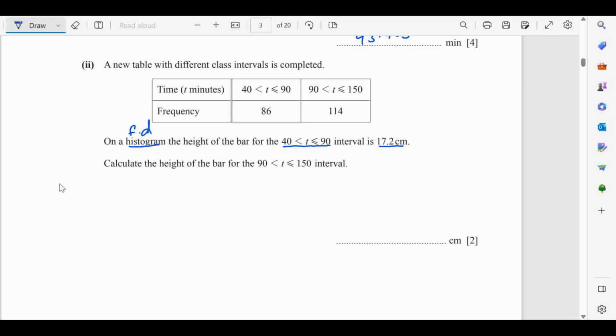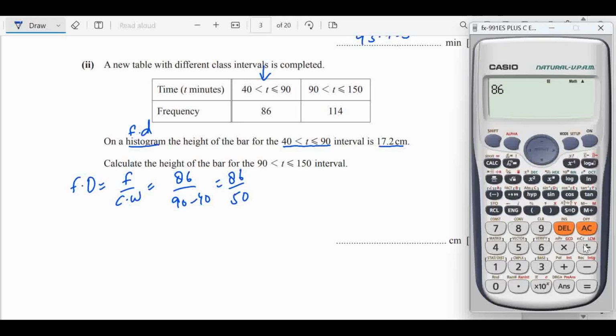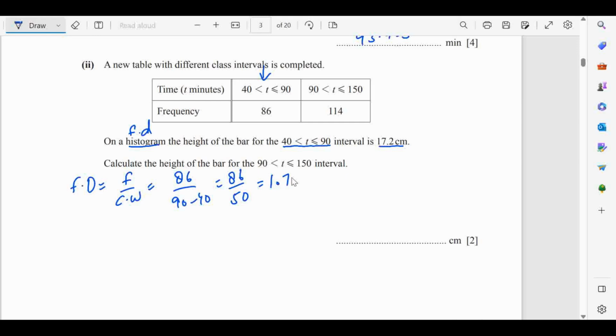Now we know that as it is a histogram, the height is the frequency density, and the formula for frequency density is frequency divided by class width. Now for the first column, frequency is 86 and the class width is 90 minus 40, so 86 divided by 50, which will be equal to 1.72. Now if we multiply it by 10, we will get 17.2. Now we have to use the same method for the calculation of the height for the second interval.